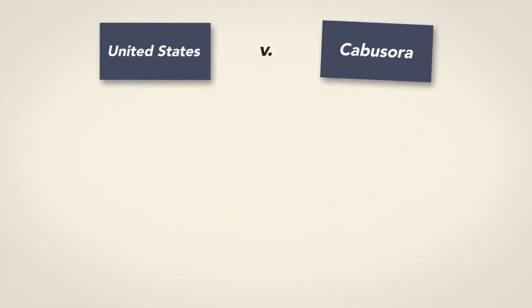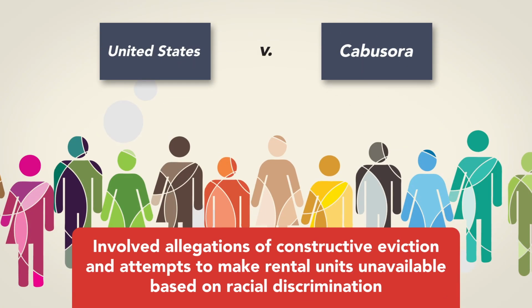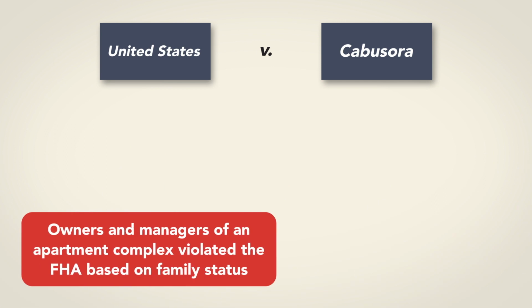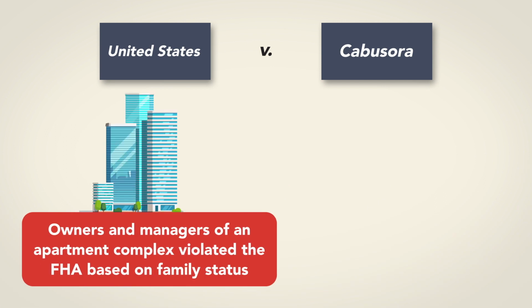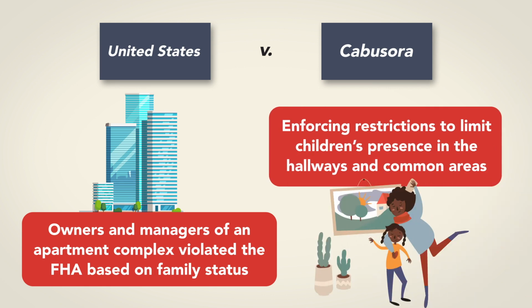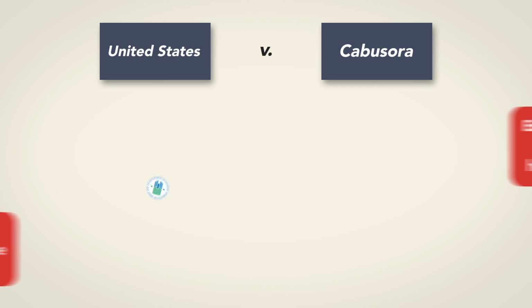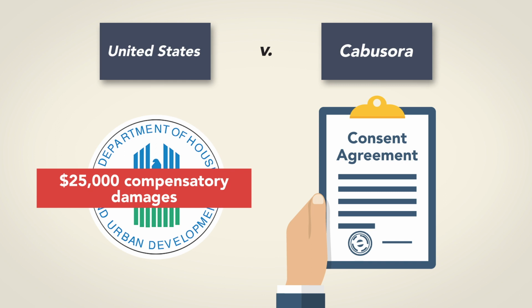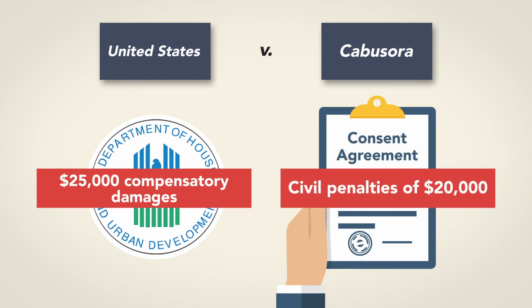United States v. Cabasora involved allegations of constructive eviction and attempts to make rental units unavailable based on racial discrimination. The complaint alleged that the owners and managers of an apartment complex violated the FHA based on family status by enforcing restrictions to limit children's presence in the hallways and common areas of the apartment. HUD reached a consent agreement with the owners, which included a requirement that the defendant pay $25,000 compensatory damages for emotional distress and civil penalties of $20,000.